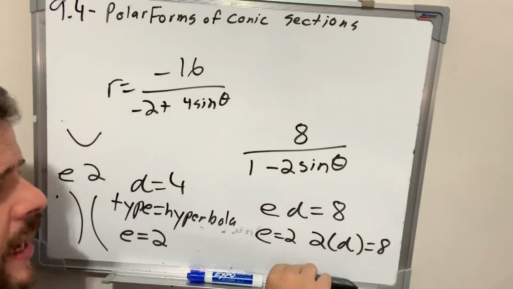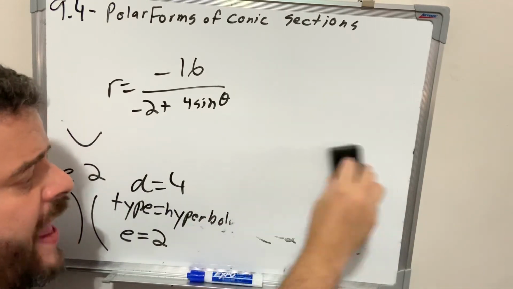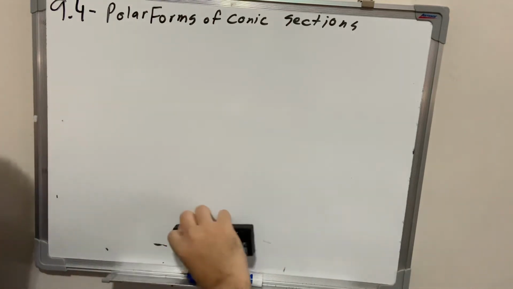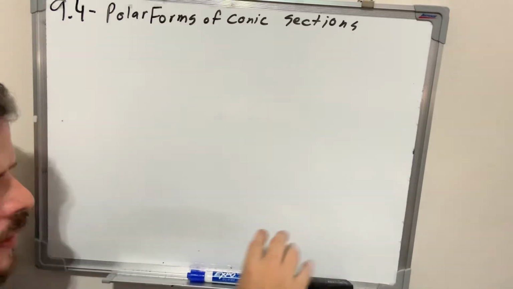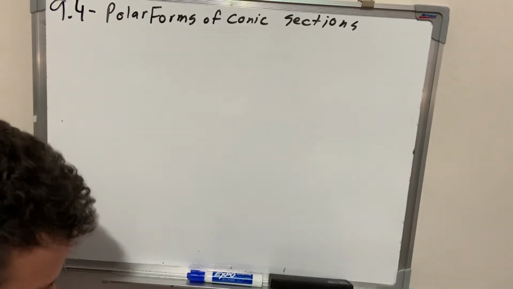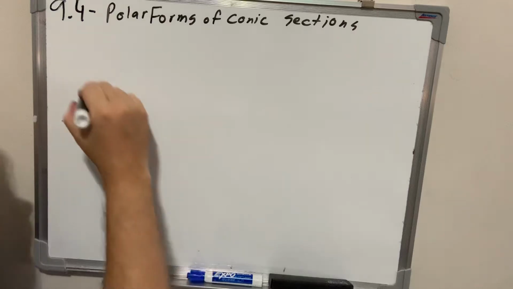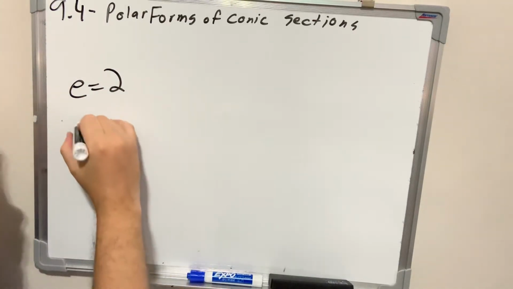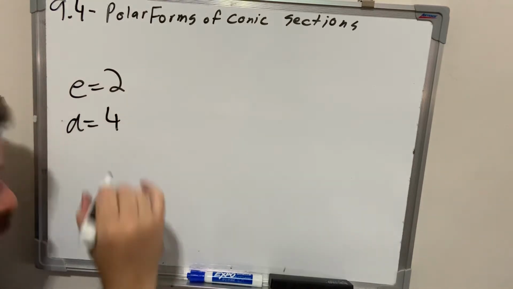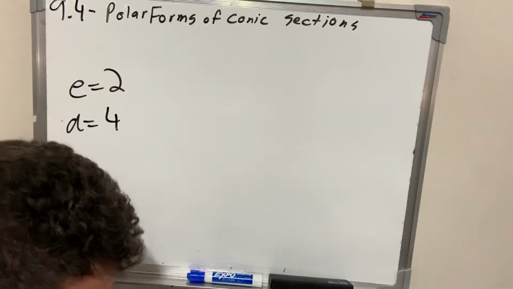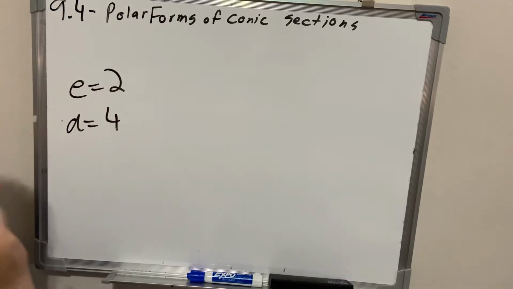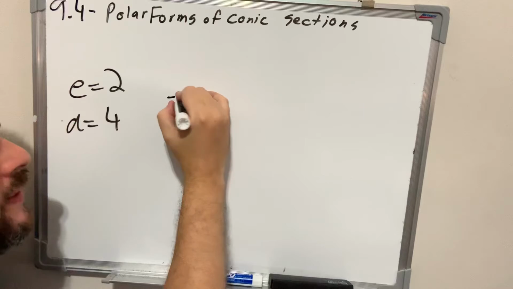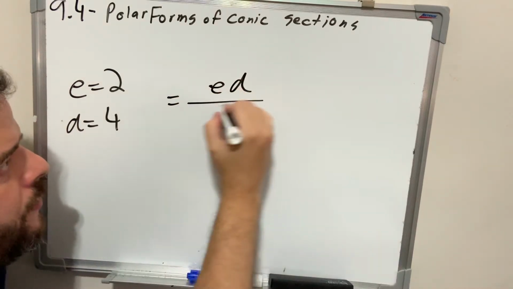Now, let's do the opposite. They're going to give you certain values, and you're going to have to find the polar form. This is even easier because, for example, in example 2, they tell you that e is 2, and they tell you that the directrix is y equals 4. Now, what's important is I'm going to write down my basic function 1.